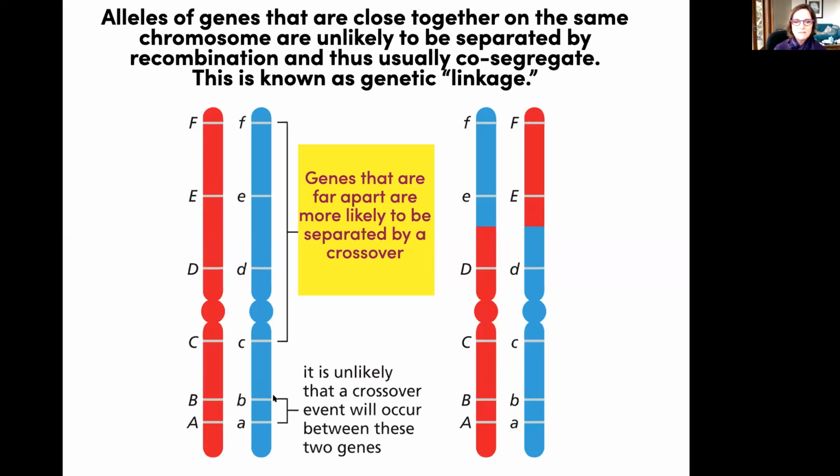So people basically used the co-segregation of different traits in fruit flies and other organisms to make the first genetic maps, which is a map of genetic distance, which correlates not perfectly, but with physical distance along the chromosome. So the farther apart something is physically along the DNA sequence, the more likely there is to be a recombination event between those two places.